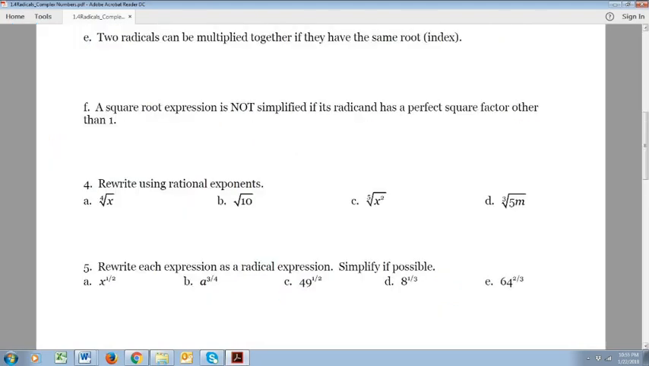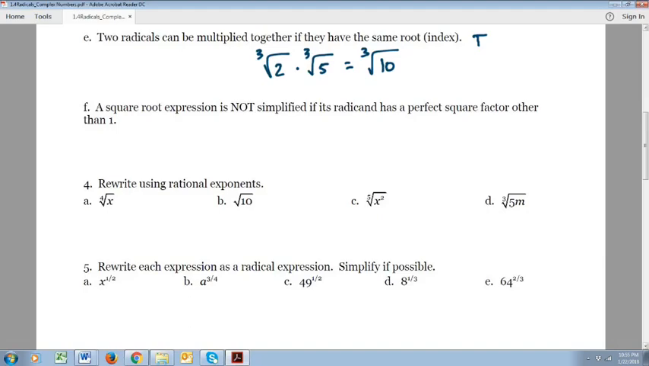All right, next it says two radicals can be multiplied together if they have the same root, and that is correct. So if we have the cube root of 2 times the cube root of 5, we get the cube root of 10. So this works not only with square roots, but with other roots as well. As long as the roots are the same, you can multiply the radicands. Again, this goes back to a rule of exponents.